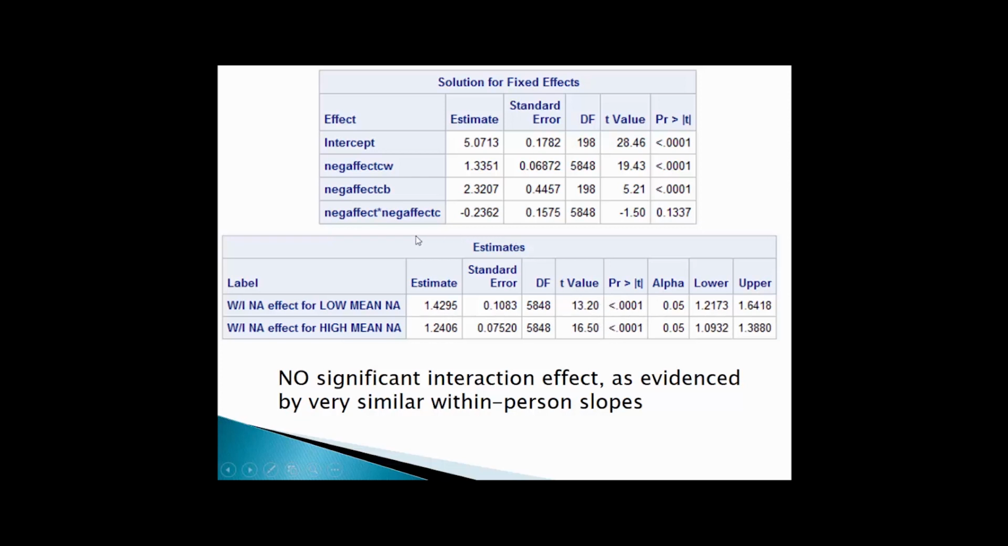But if we look at the interaction, that's testing the difference between high and low negative affect average, or high or low levels of average grumpiness, you could say. And that p-value there is not significant. So we're not finding a significant interaction effect. It doesn't appear that your average level of negative affect is predicting the effect of your current negative affect any differently than just random variation.